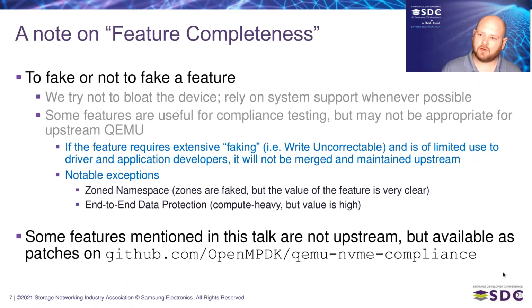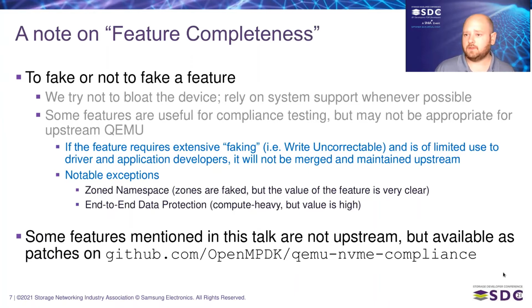Well, the point is that we're not trying to bloat the device. We try to rely on system support and QEMU support whenever possible. And as we shall see, some features that are useful for compliance testing may not be appropriate for upstream QEMU. An example of this is the write uncorrectable command, which requires a substantial amount of in-device tracking of the uncorrectable status in the form of bitmaps or something like that. And we don't have any QEMU support underlying this that can do this through the QEMU block layer. So this is not intended for upstream, and generally it's not supposed to be merged upstream.